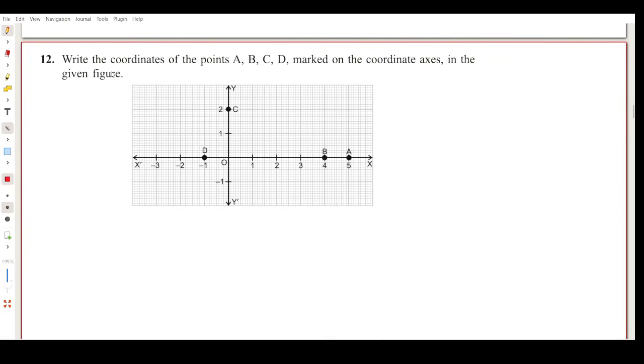Now 12th question. The points A, B, C, D are marked on the coordinate axis in the figure given below. Write the coordinates. So here also we have to write the coordinates. How to write this coordinate? This is 5 comma 0, the point on the x-axis. Next B1 is 4 comma 0. C1 is 0 comma 2, the point on the y-axis. Here the point on the x-axis is minus 1 comma 0.